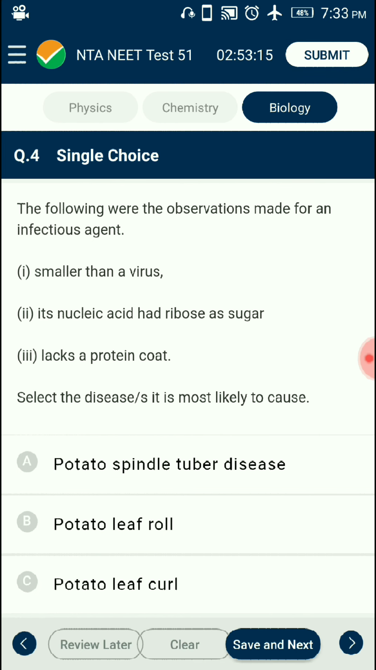Number 4. The following were the observations made for an infectious agent. Potato spindle tuber disease affects the potato plant, where the tubers are malformed and the growth of the plant is stunted. This disease is caused by viroids, which are smaller than viruses and without any capsid covering of protein. It is basically a free-floating single-stranded RNA. So the answer for this question is option A, potato spindle tuber disease.